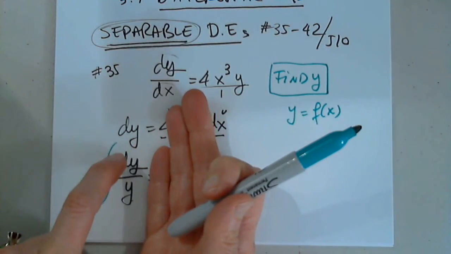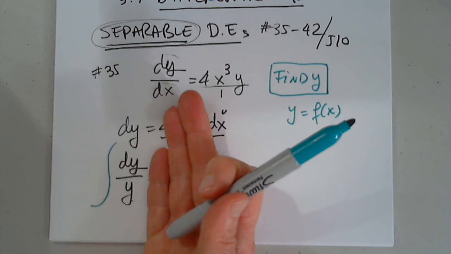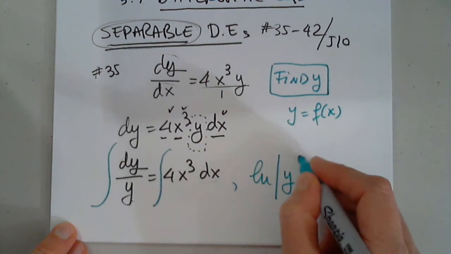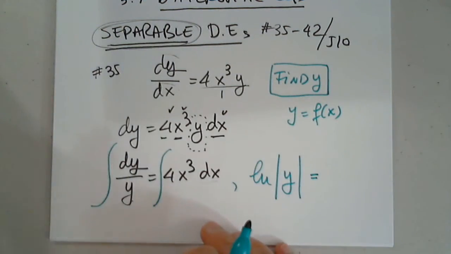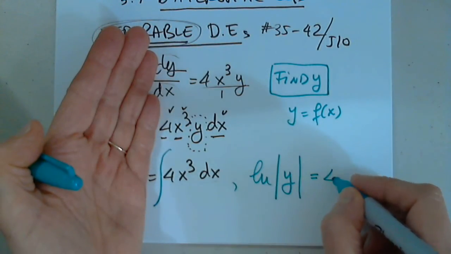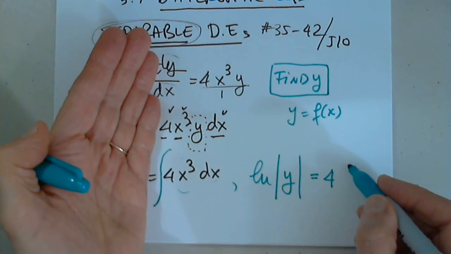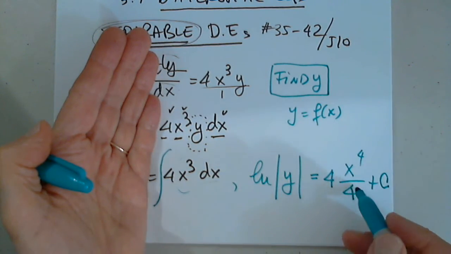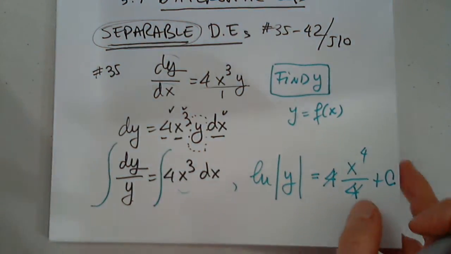Now, forget about the right-hand side for a moment. What function prime is 1 over y? ln. Excellent. Thank you. So natural log of the absolute value of y, don't forget the absolute value, equals. So forget about the right-hand side now. 4 comes outside. What function prime is x cubed? x to the 4th over 4. Great job. Plus c. Of course, this will go away. Stay with me. We haven't solved yet. Now we are getting ready to solve.